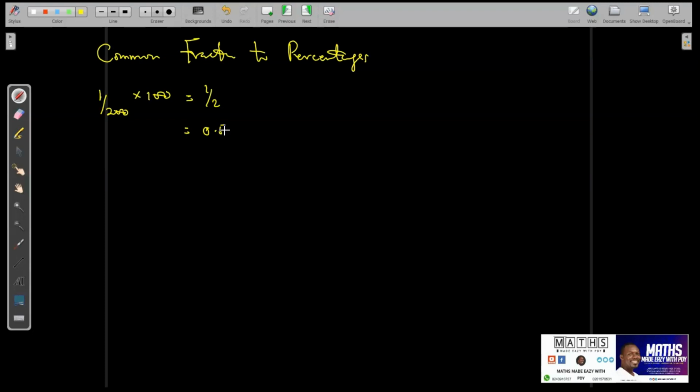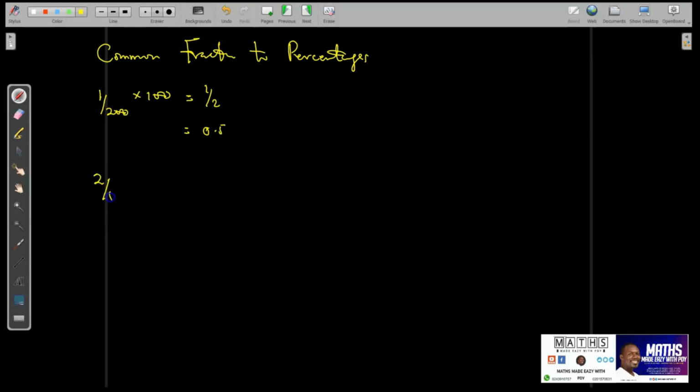Everything needs to be understood perfectly. Trust me, if you understand it, it's going to be easy for you to enjoy the whole topic of percentages. It is not only applied in core math, it is also applied in elective math. So understand these basics very well. Please take note. So converting a common fraction to percentages, we've established the concept that you multiply by 100.